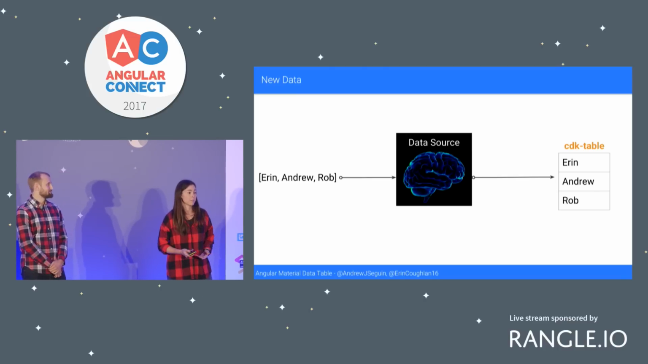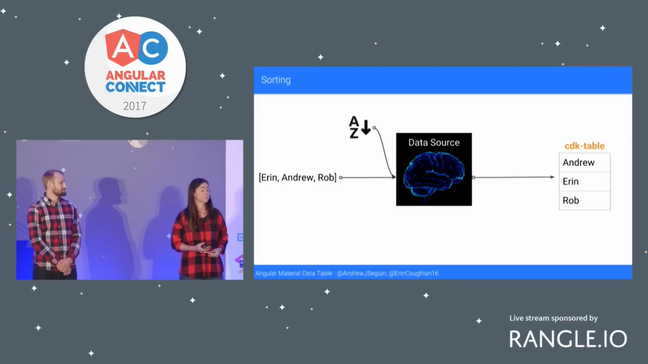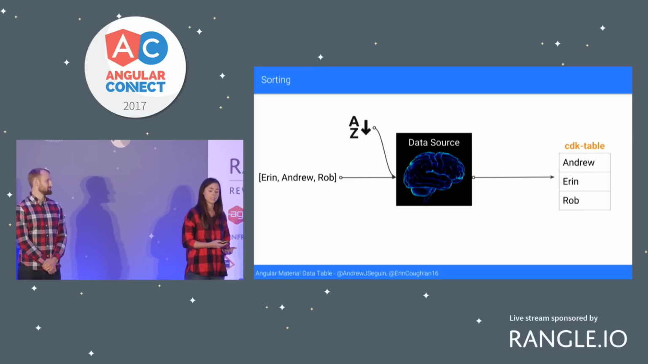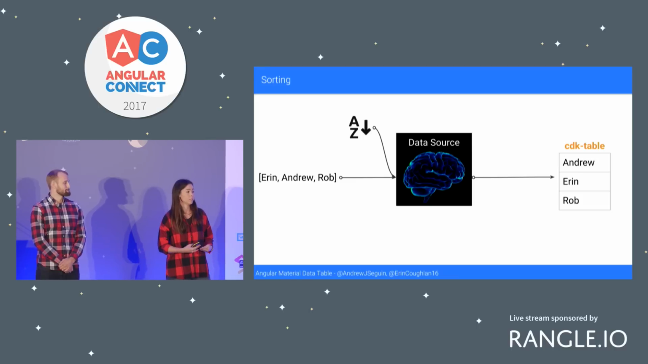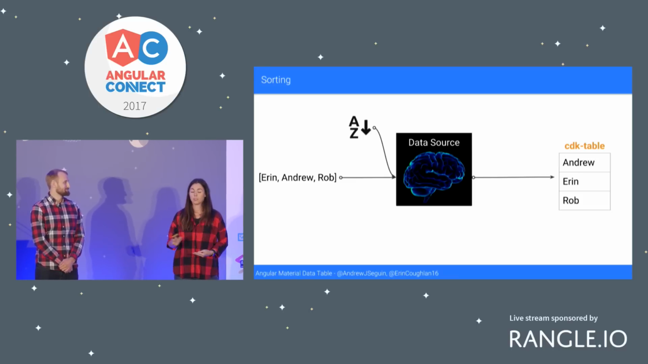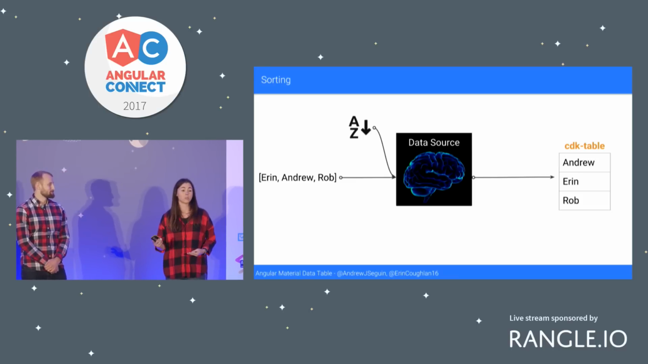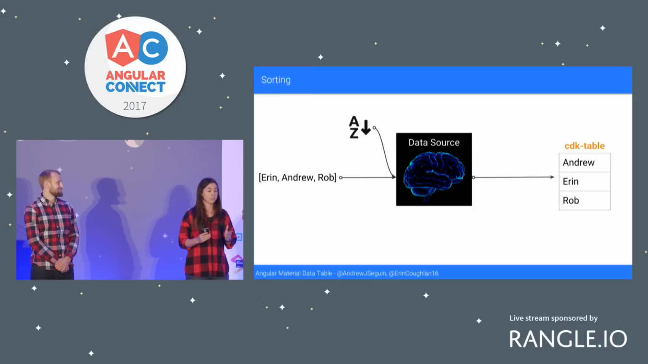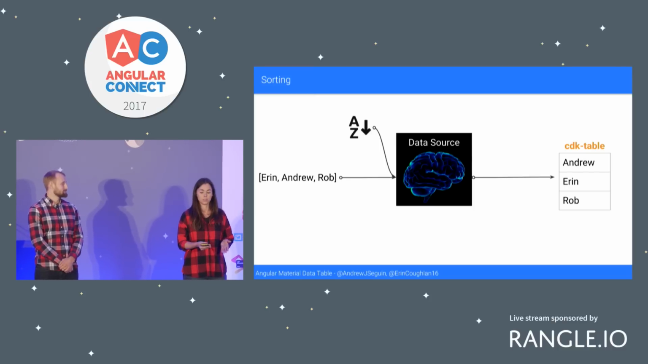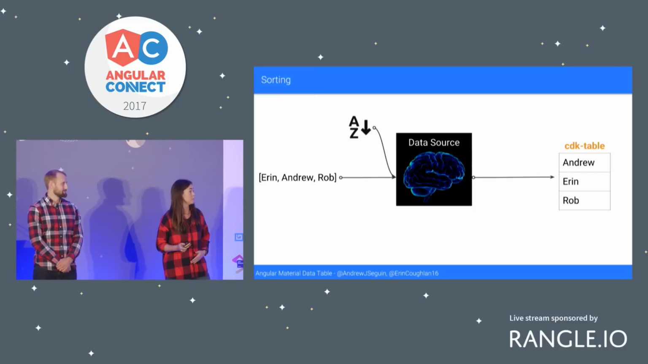But let's say we have something else in here. Let's say we add sorting. So sorting gets passed into the data source along with our database or our information. The table then is only listening to this one stream. It's able to see the result in the rows that the data source decides, and it just renders it.